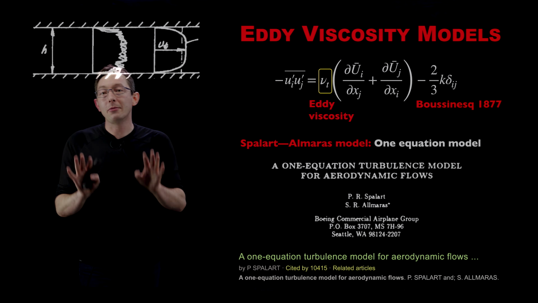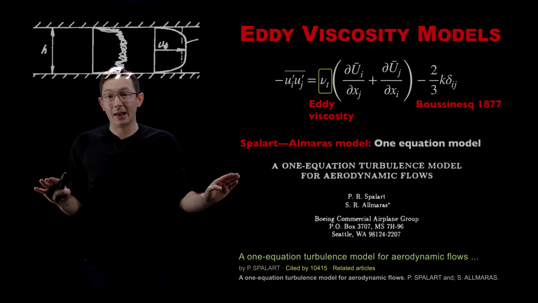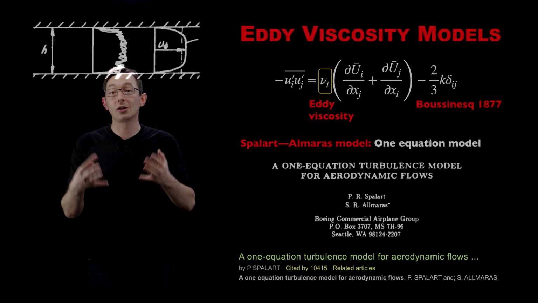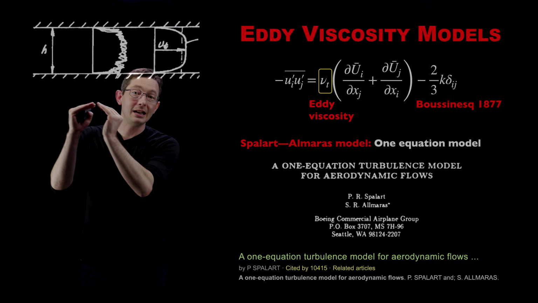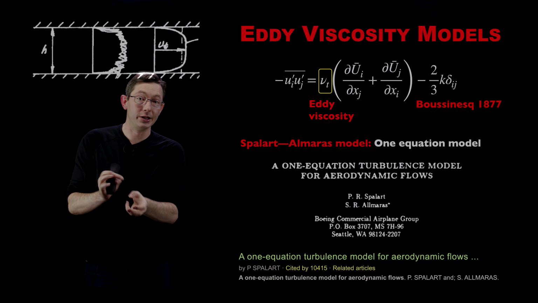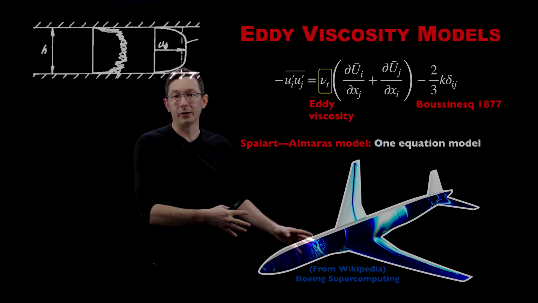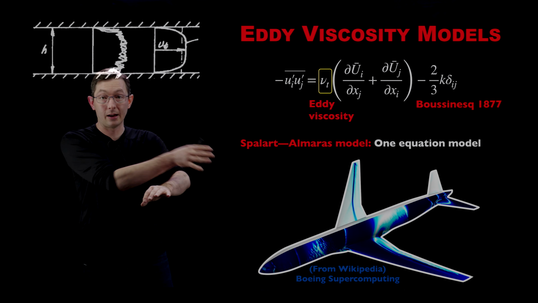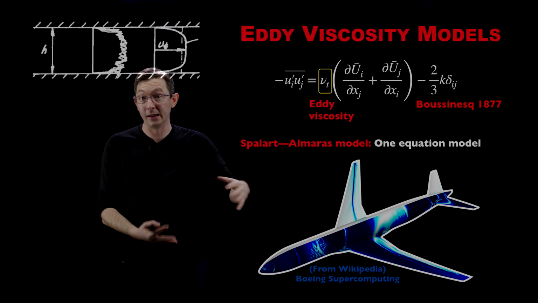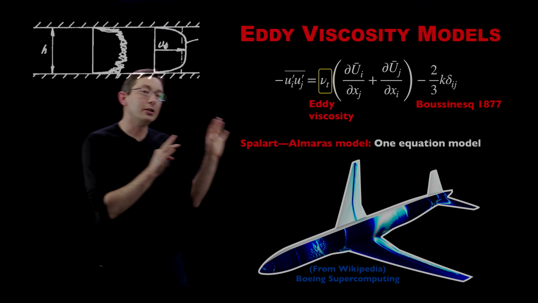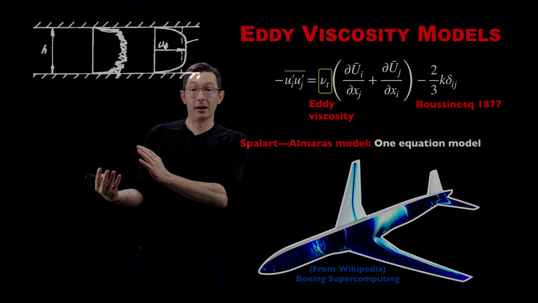This is one of the most cited papers in AIAA history. Over 10,000 times this has been cited because it's so useful, and it has very nice physical derivations of the tuning constants of this model. And again, it's been specifically tailored for aerospace applications, like predicting the lift and drag on wings and on aircraft. So you can use this model for designing your aircraft.